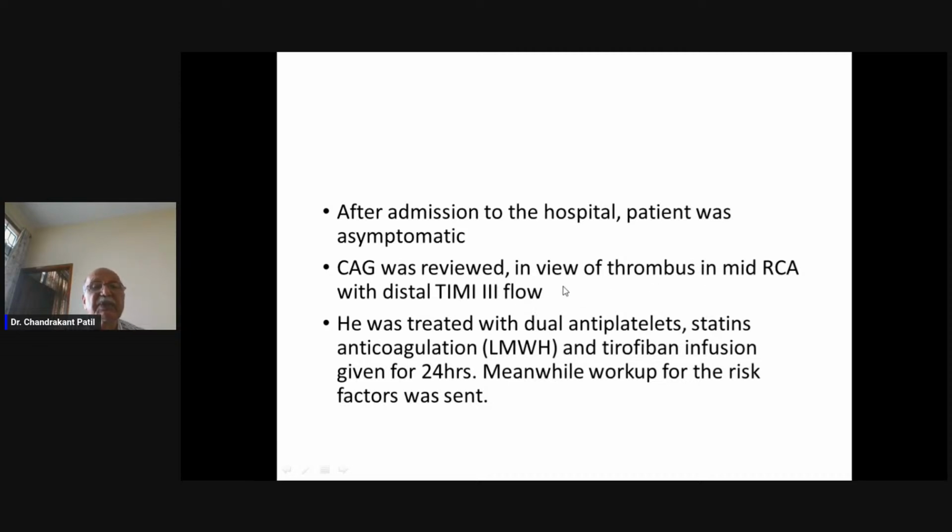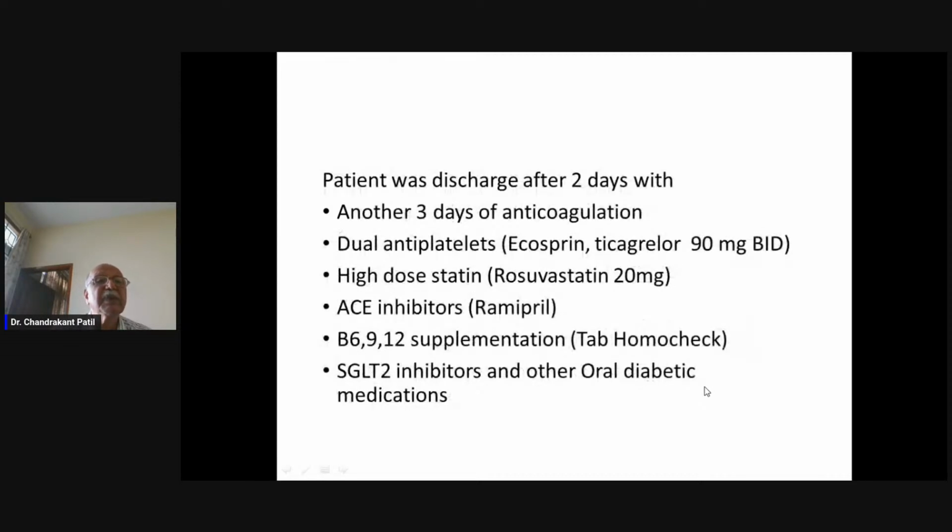And of course, CAG was reviewed in view of a thrombus in mid RCA with a distal TIMI 3 flow. He was treated with dual antiplatelets, statins, anticoagulants, and tirofiban infusion. Again, a strong antiplatelet agent which was given for 24 hours. Meanwhile, workup for the risk factors was also sent. Patient was discharged after 2 days, continuing anticoagulants for another 3 days. Dual antiplatelets, statins, ACE inhibitors, all continued.